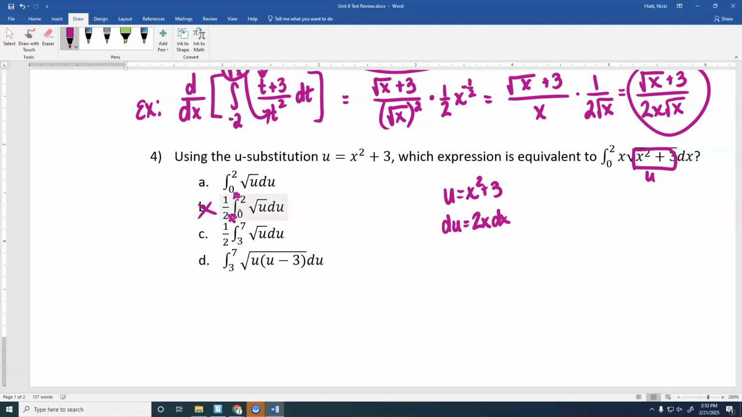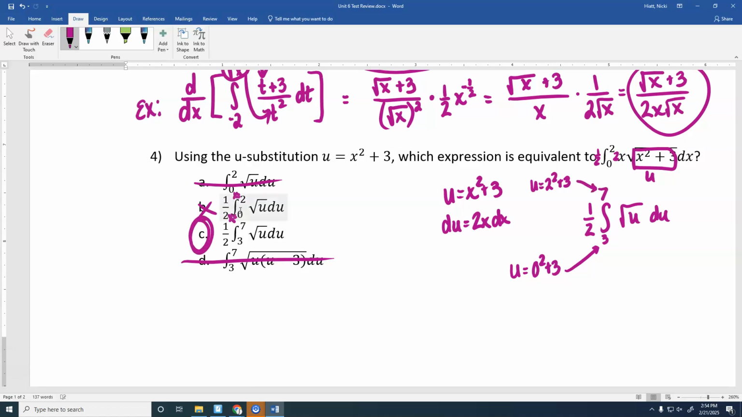So you got the x, you need a 2. You got to put a 1/2 out front. So it's not A or D because you need that 1/2 out front. And so you've got 1/2 integral of the square root of u du. But unless they put x's, and they did not, the limits have to change too. So u is going to be 0 squared plus 3, which will give you the 3 that goes here on the bottom. And over here, u is going to be 2 squared plus 3, which is going to give you the 7 that goes on top. So C would be the correct answer there.